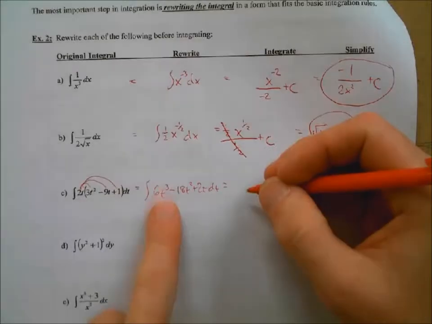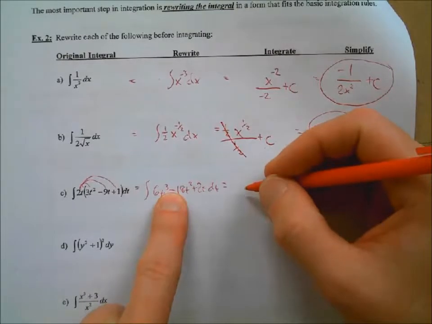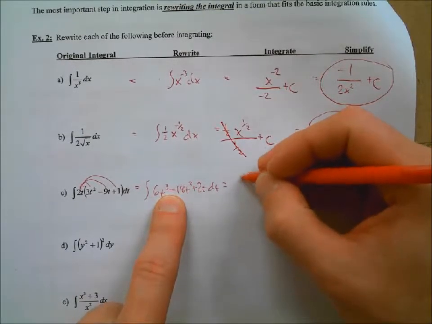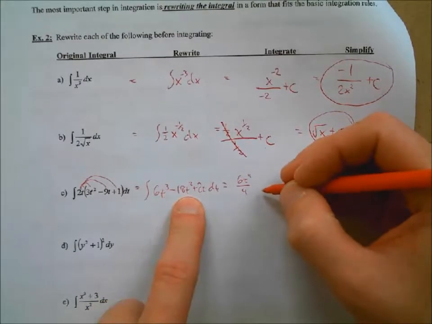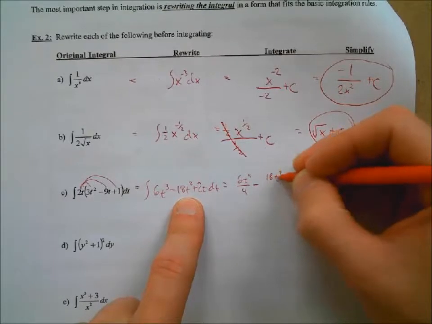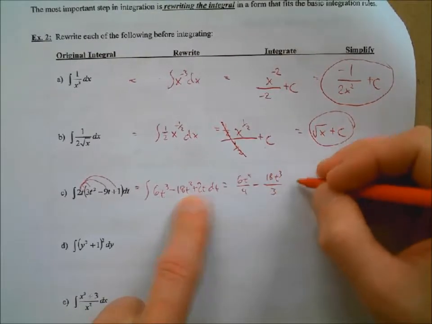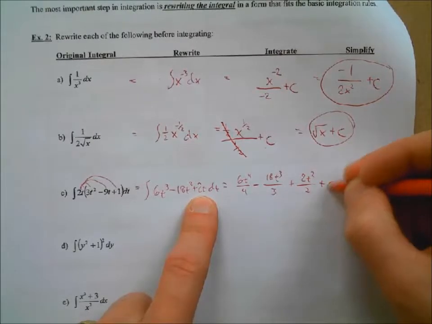So the first term, 6t cubed. Okay, t cubed becomes t to the fourth, so it'll be 6t to the fourth over 4. t squared becomes t to the third over 3. So it'll be 18t to the third over 3. And then plus 2t squared over 2. And don't forget again our plus c.